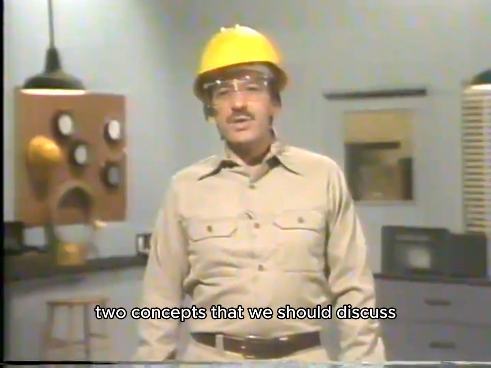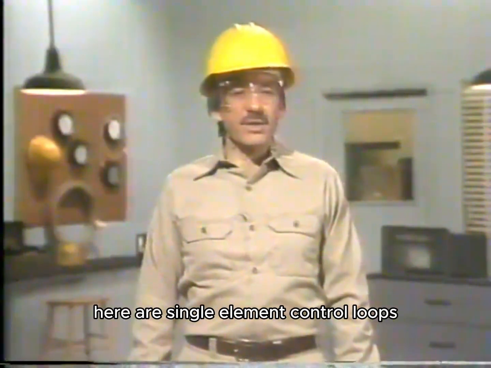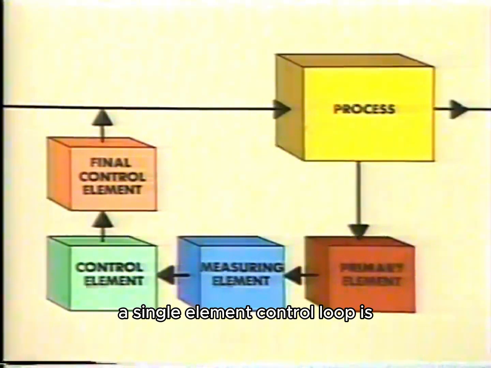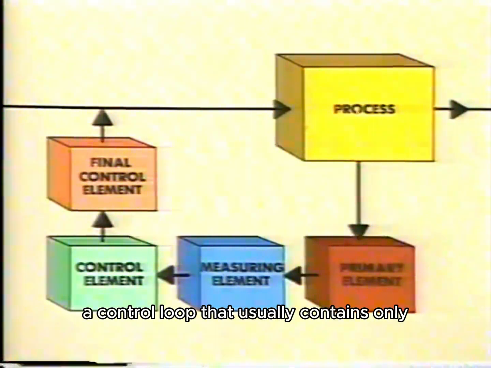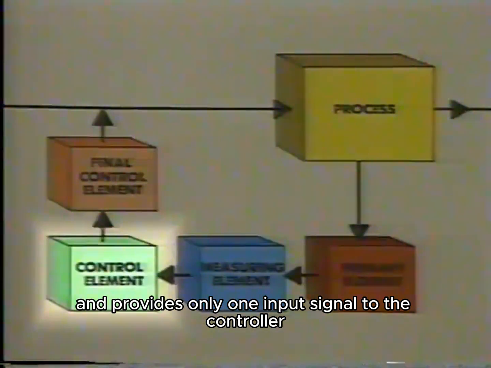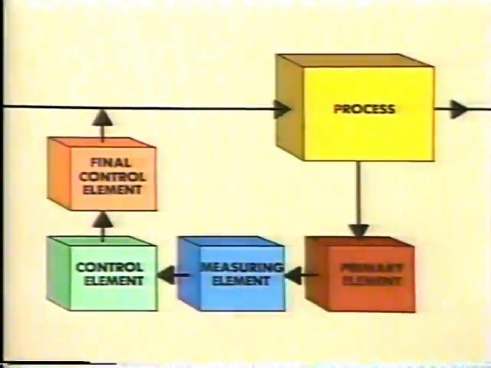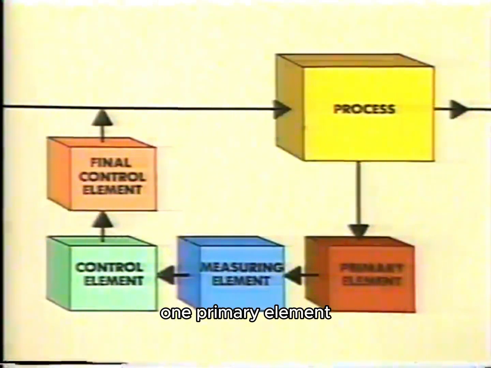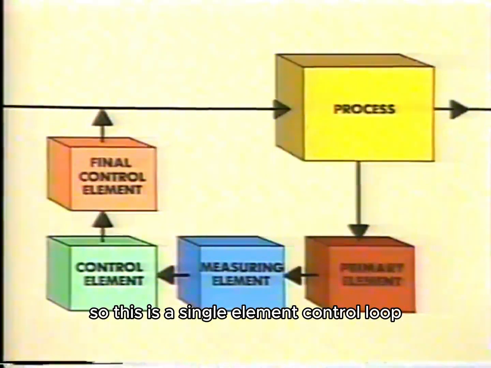Two concepts that we should discuss here are single element control loops and multiple or multi-element control loops. A single element control loop is a control loop that usually contains only one primary element and provides only one input signal to the controller. For example, the control loop for this diagram has only one primary element, so this is a single element control loop.